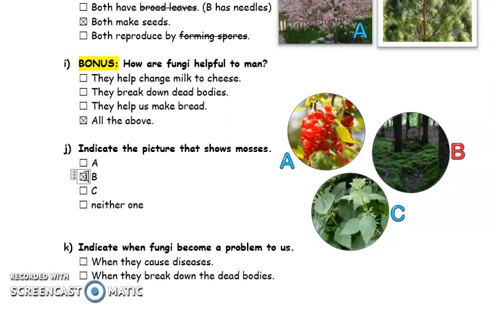Indicate when fungi become a problem for us. As I said, we have two types of fungi, edible mushrooms and pathogenic mushrooms. So when they cause diseases, mushrooms or fungi are considered a problem to us. But when they break down dead matter, this is a benefit because they are nature's cleaners. They clean nature from dead bodies.